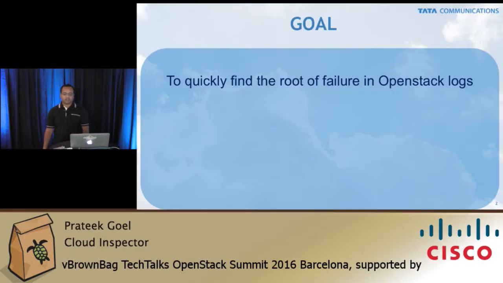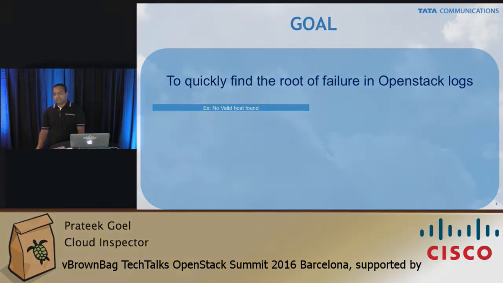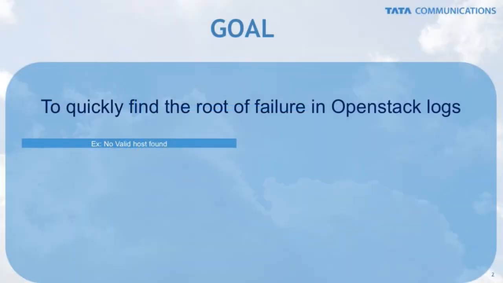The goal of this project is to find the root of failure in OpenStack logs. Say you're spinning a VM and you are thrown an error message, "no valid host was found." This message at least tells us that there was no host available to spin this VM, right? But what do you rectify in your environment to make it work?